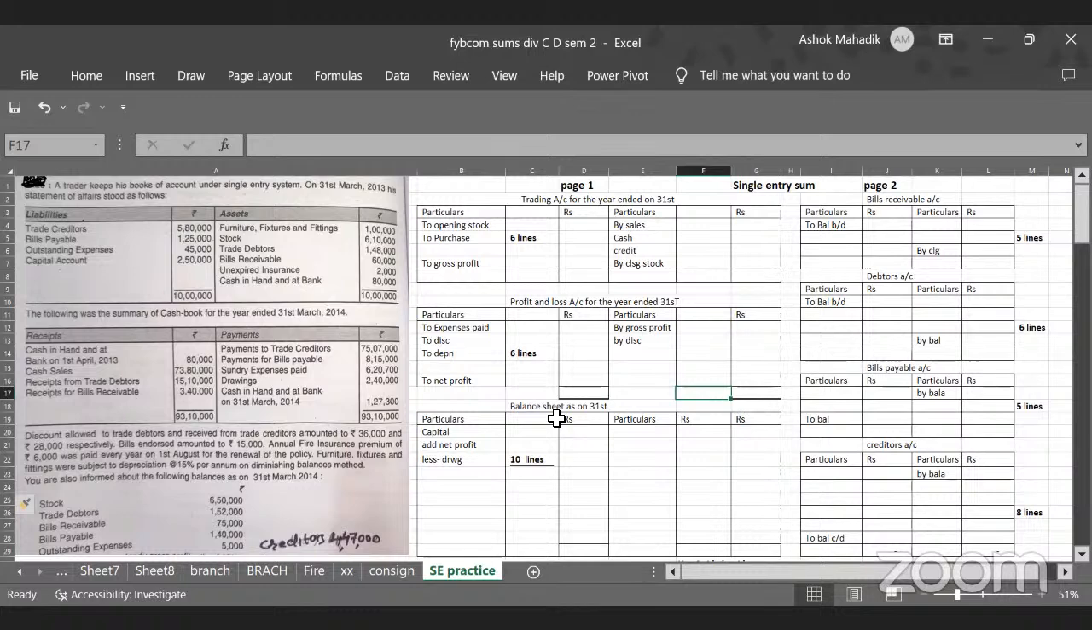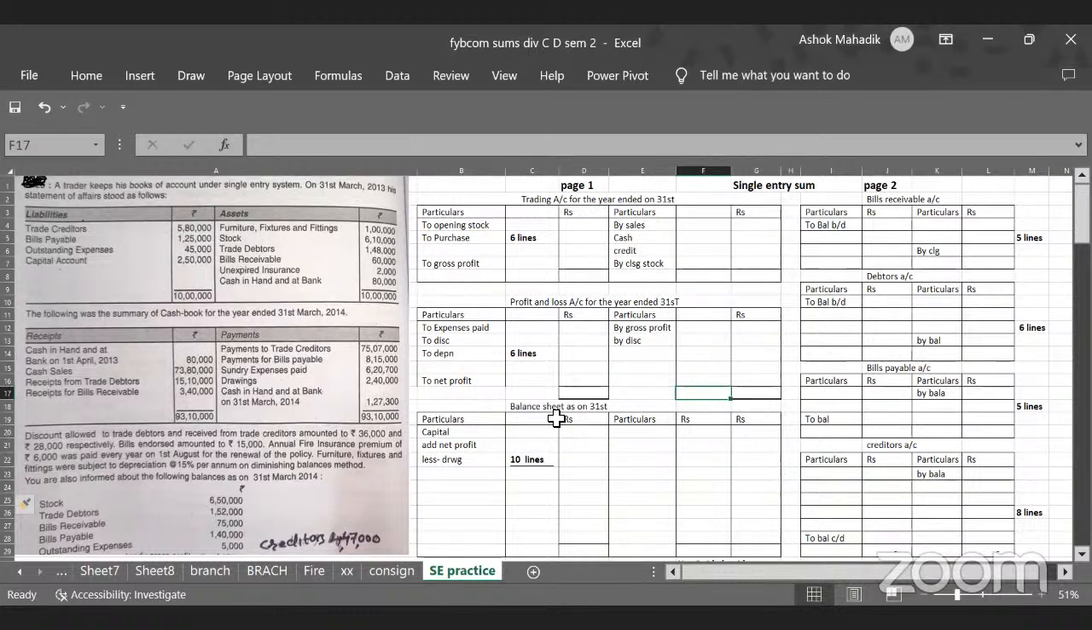Because bills receivable and debtors are assets, their opening balance will appear on the debit side, and closing will appear on the credit side. Below that, we can see bills payable account and creditors account. These two are liabilities, so their opening balance will be on the credit side, that is by balance brought down, and closing will be on the debit side to balance carried down.